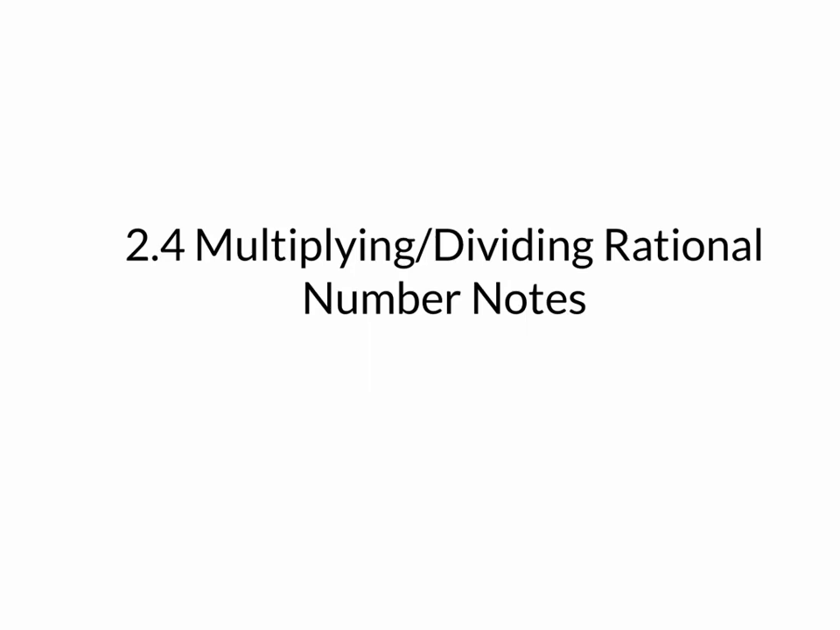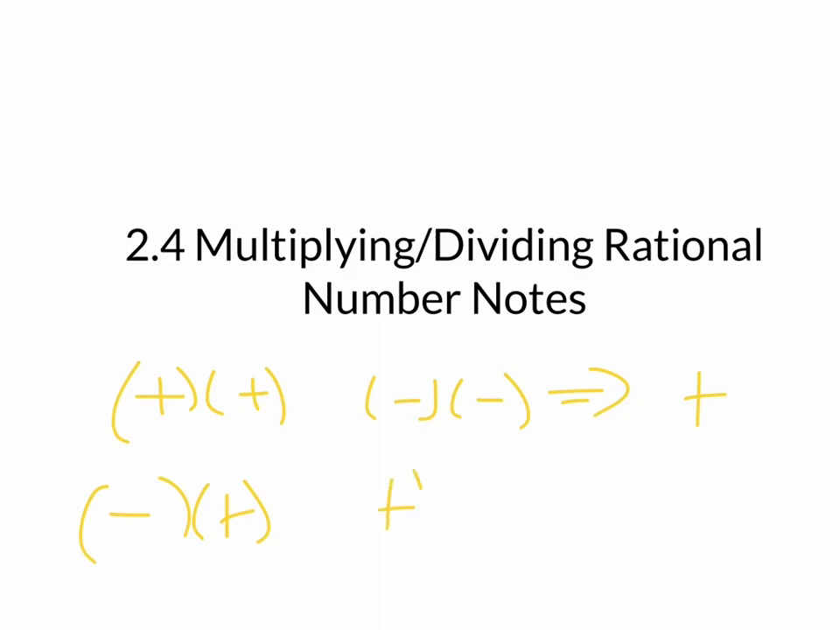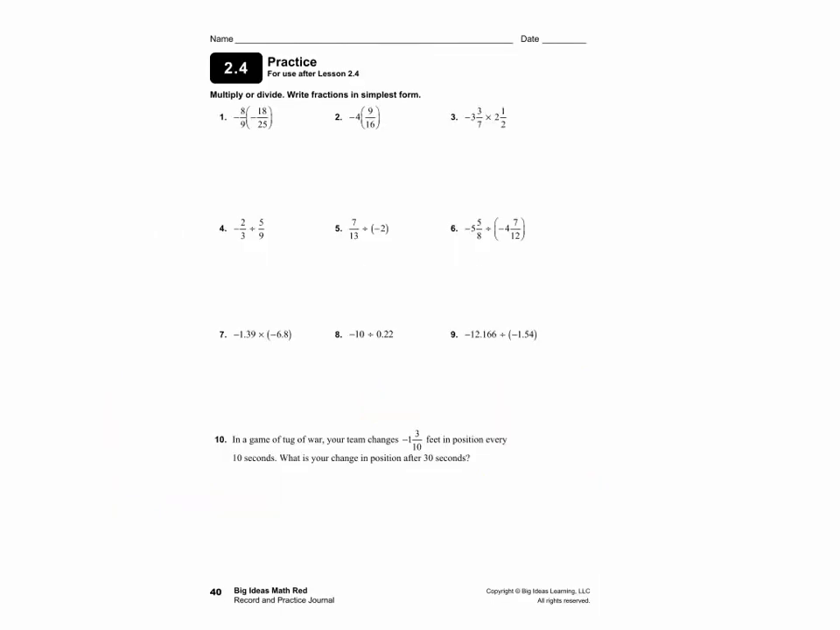Alright, so today we're going to talk about 2.4, multiplying and dividing rational number notes. So rational numbers are just like integer numbers. If a positive times a positive or a negative times a negative, if they're the same signs, you end up with a positive number. And then if it's a negative times a positive or a negative divided by a positive or a positive divided by a negative, you end up with a negative sign. So just like integers, if you have an even number of negatives, it's a positive. If you have an odd number of negatives, it's a negative. So the same with multiplying and dividing.